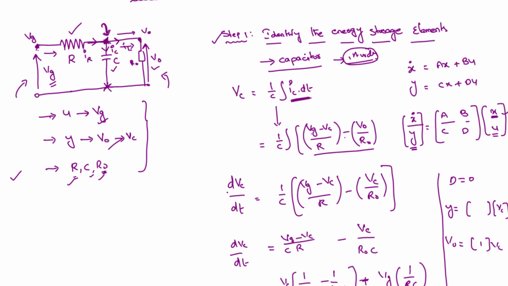Now we want it in the form of a differentiation, right? X dot. So dVc by dt, I am differentiating on both sides. The integration will be out, and I am segregating the input and output ways. That's it. That's how I am making the A, B, C, D matrices.